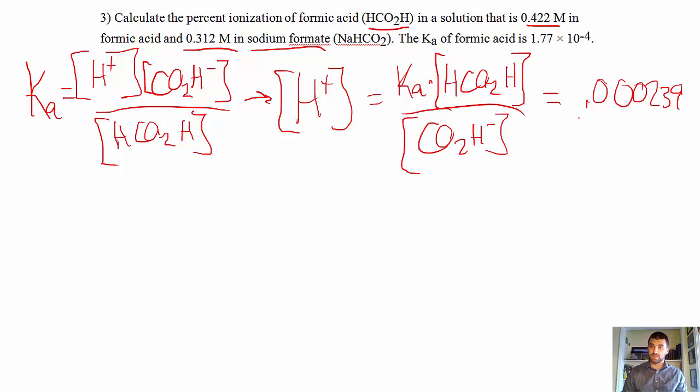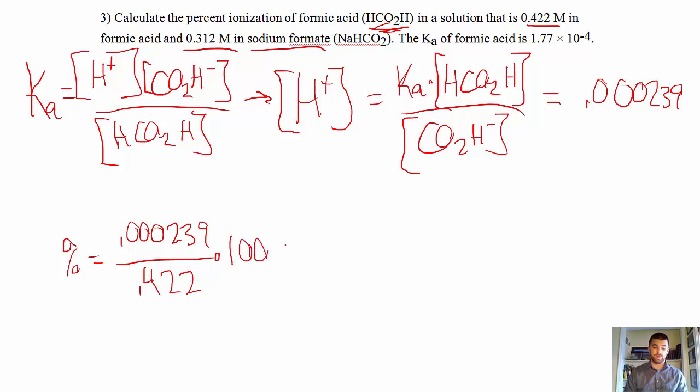0.000239. So now the question is, well, what is the percentage of ionization? Where did the H plus come from? It came from the formic acid. The formic acid was 0.422. So if I want percent, I got to do the part that actually dissociated, which was the H plus concentration over what I started with, and then times that by 100. The percent I get is a really small percent, 0.0567%. That's how you do that one.